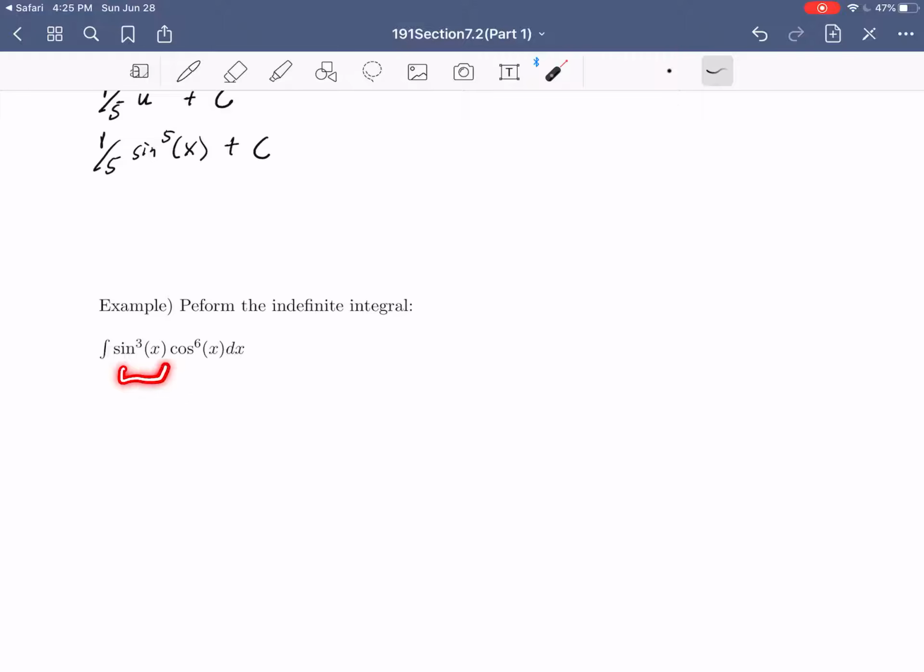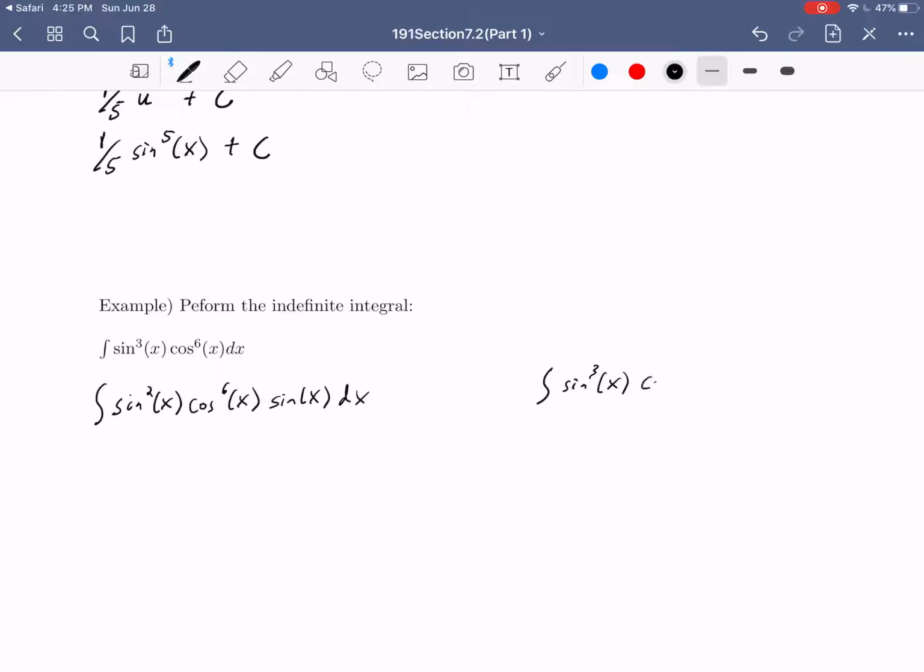Well, there's plenty of sines and cosines to spare in both of these. We could save a sine of x and stick it at the end, or we could save a cosine x and stick it at the end. So let's just look at two different possibilities. We could think about this as sine squared, cosine to the 6, sine x dx, or we could think about it as sine cubed, cosine to the 5th, cosine x dx. Then our plan would be, in this situation, saving the sine of x dx, and in this situation, saving the cosine x dx.